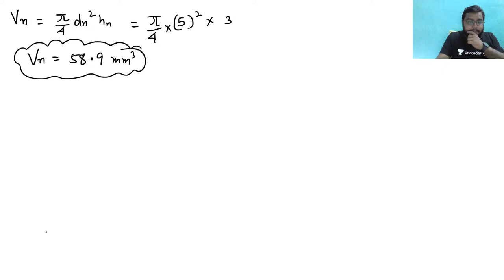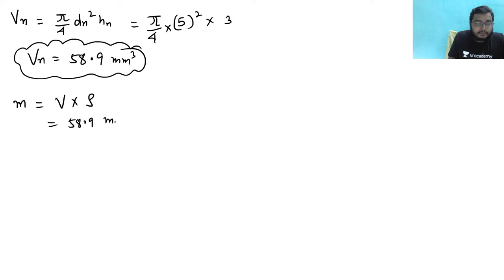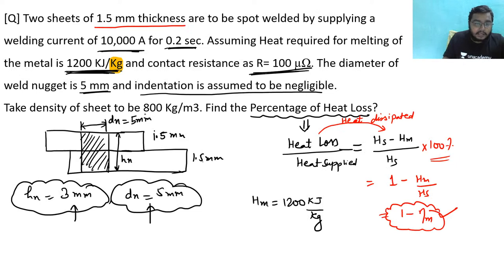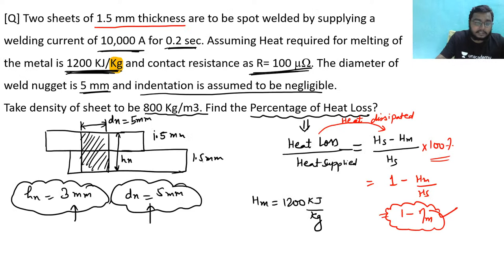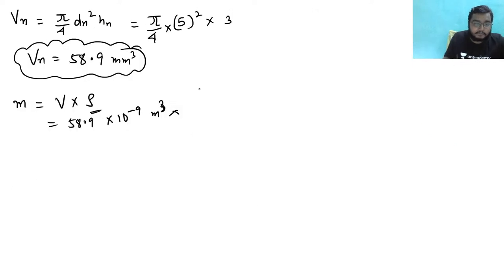The mass of the nugget is given by volume into density. What is the volume? Is it 58.9? Yes, 58.9 mm cube. What is the density? The density is given as 800 kg per meter cube. Let me write it here, 800 kg per meter cube. That is in meter cube and this is in mm cube. So can I say that 58.9 into 10 to the power minus 9 meter cube, and let us multiply by the density, 800 kg per meter cube.